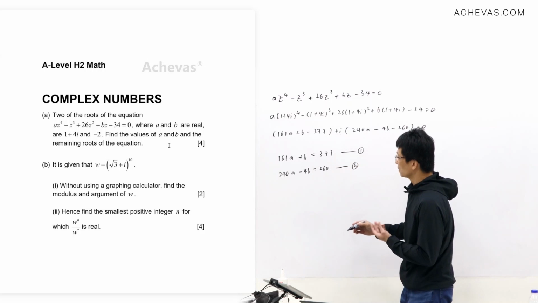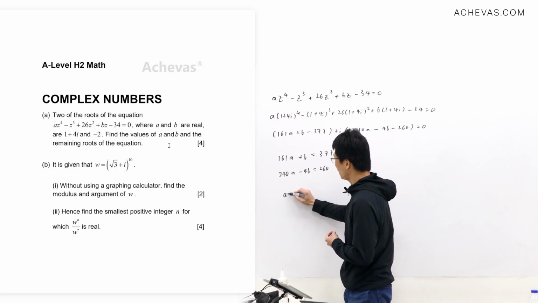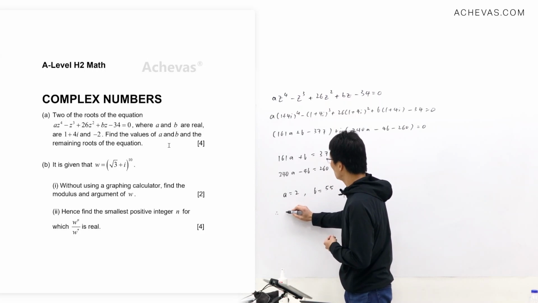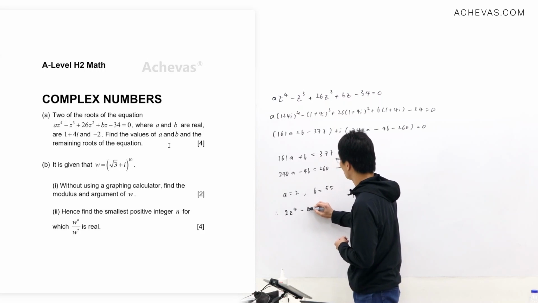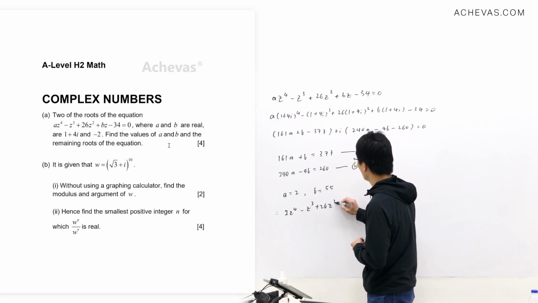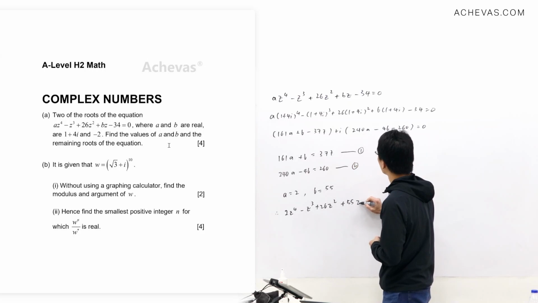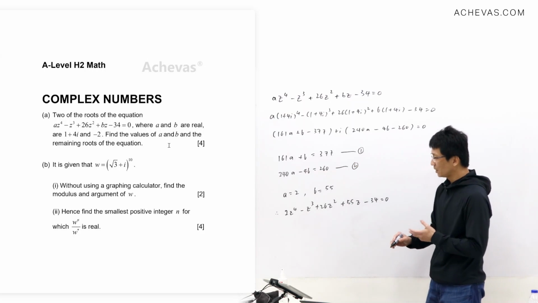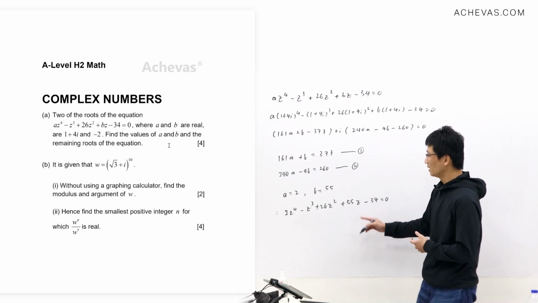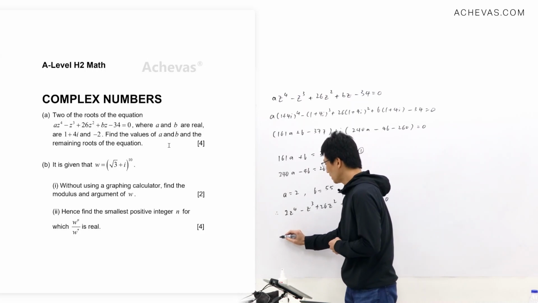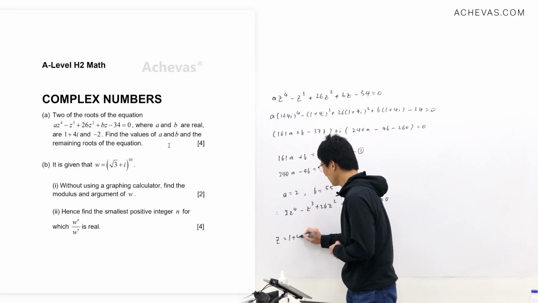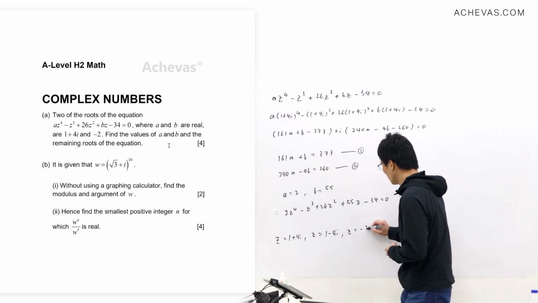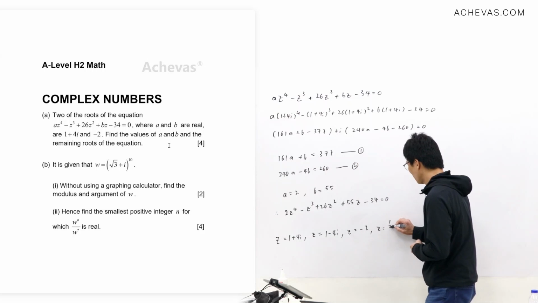Using our GC to solve these simultaneous equations, we will be able to get a equal to 2, b equal to 55. Therefore, our final expression will be 2z to the power of 4 minus z cubed plus 26z squared plus 55z minus 34 equal to 0. And using our graphical calculator once again, we will be able to find the remaining roots of this equation. So by using our calculator, we will get z equal to 1 plus 4i, z equal to 1 minus 4i, z equal to minus 2, and z equal to half.